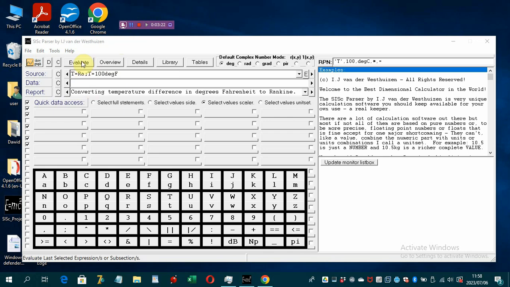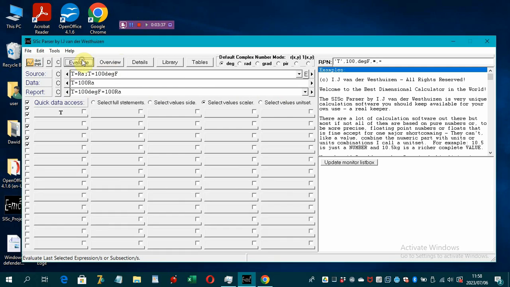Here we convert temperature difference in degrees Fahrenheit to Rankine. This is a temperature difference, remember. So T equals RA for Rankine, T equals 100 degrees Fahrenheit. It should be the same value.